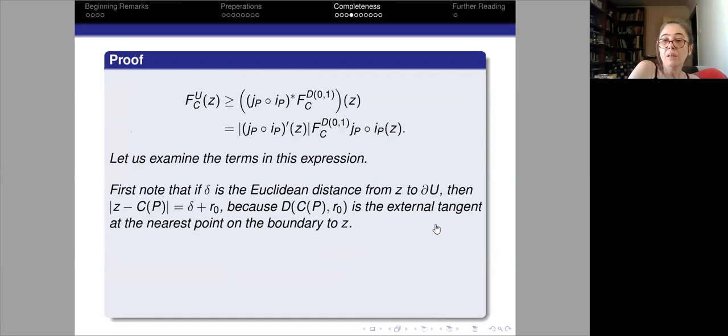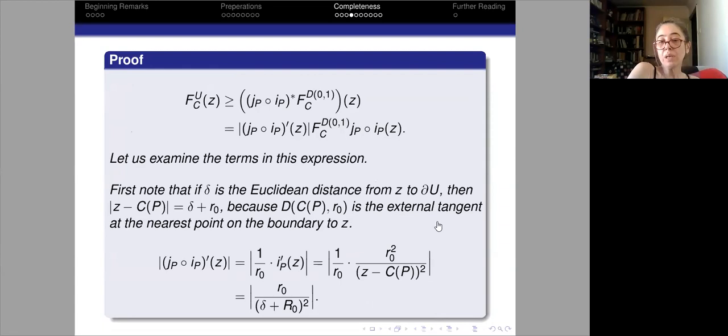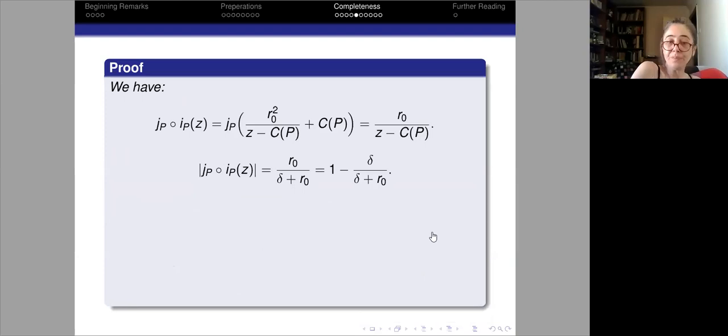Then you can calculate the magnitude of the derivative of the composition at the point Z. We defined these maps, so we can just write down the equation and see that it is the absolute value of R0 squared over delta plus R0 squared. This has to be little R0 squared, there is a typo. You can also calculate the function JP composed with IP, which is equal to R0 squared over Z minus CP, and calculate the absolute value of it. If you do that, you see that this is equal to 1 minus delta over delta plus R0.